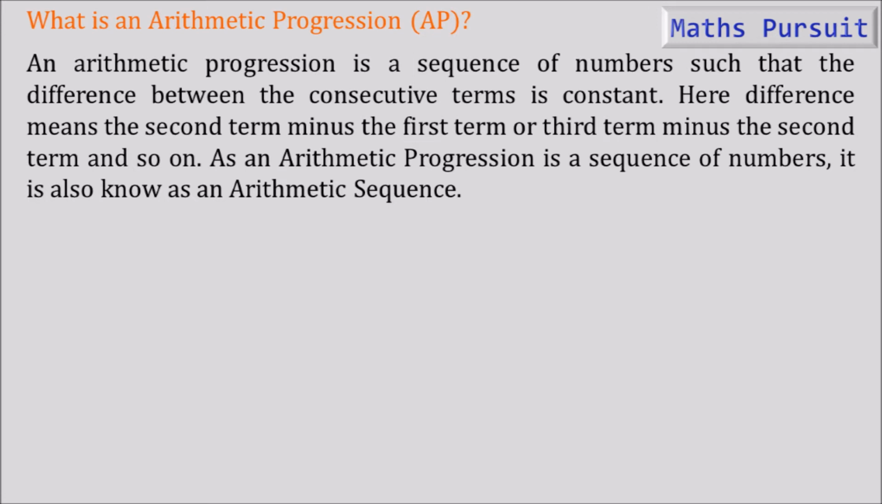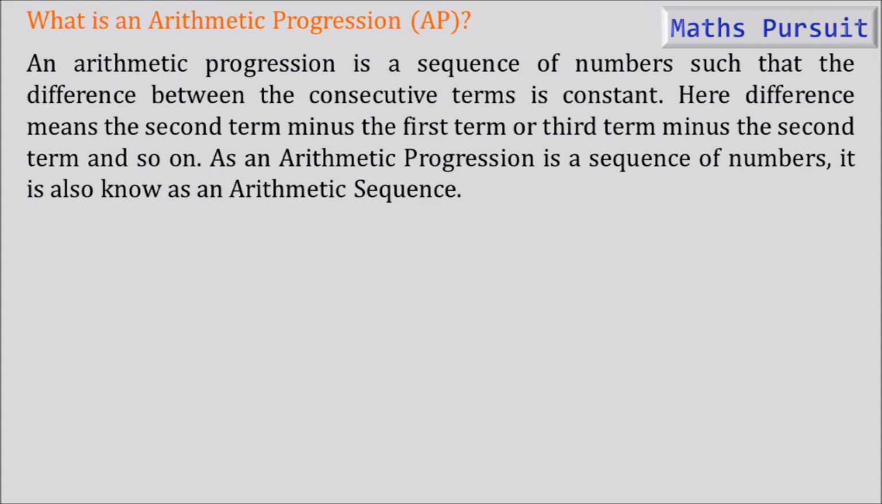This is one aspect. Now an arithmetic progression is a sequence of numbers. As arithmetic progression is a sequence of numbers, some people also call it an arithmetic sequence. So most often you will see that people are using two words, either arithmetic progression or arithmetic sequence. And in short, we will be writing it as AP.